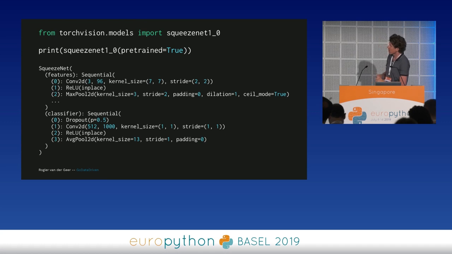So what happens here in the classifier is we apply this dropout during training, then we have this 2D convolution from 512 to 1,000. And this is, again, where you see the 1,000 classes of output in the end. And then there's the ReLU and the average pooling. So in the end, we have, again, 1,000 outputs, one for each of the classes that it wants to be able to classify.